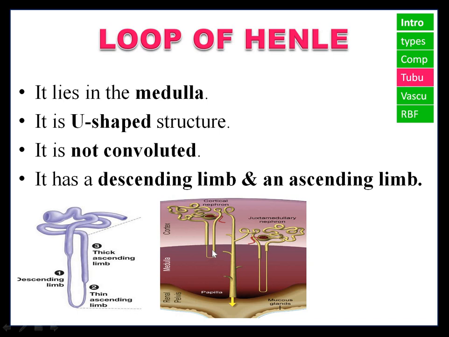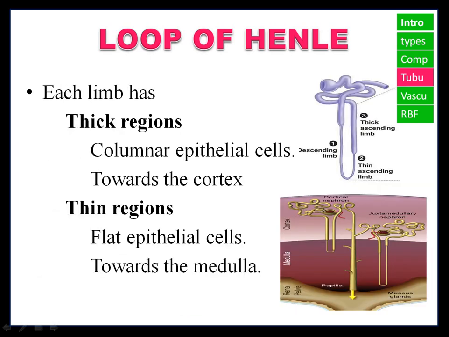Proximal convoluted tube continues and forms the loop of Henle. It is a U-shaped structure. It lies in the medulla and it is not a convoluted tube. It has descending limb and ascending limb. Each limb has thick region and thin region. The thick region is lined with columnar epithelial cells and it is towards cortex. The thin region is lined with flattened epithelial cells. It is towards the medulla.